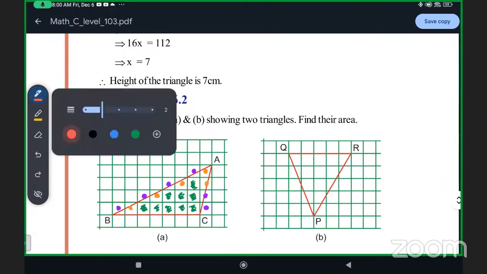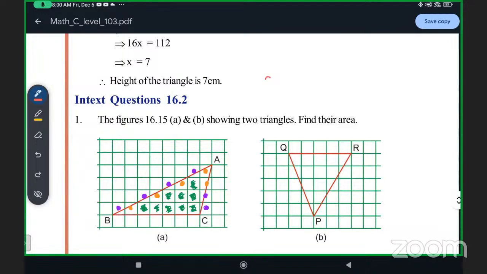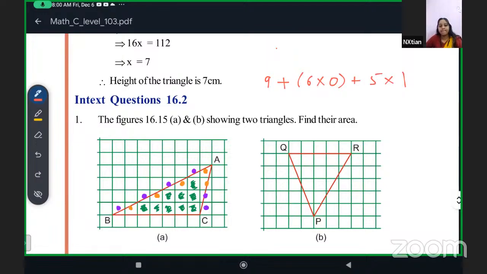So what you can do is 9 plus 6 into 0 plus 5 into 1. Okay. Got it now? Yes, ma'am, the answer is 14.